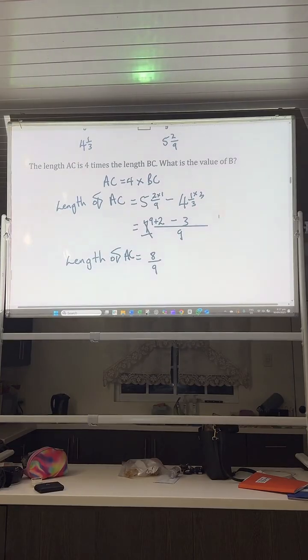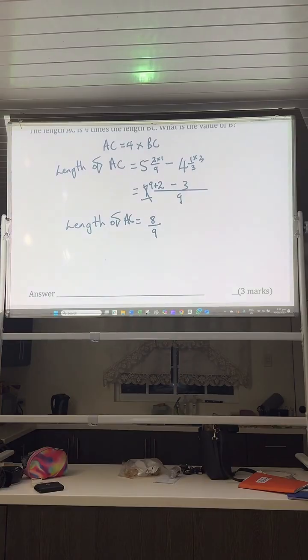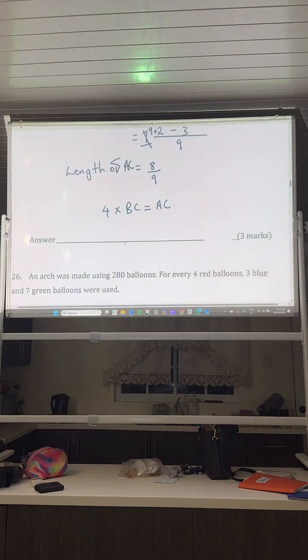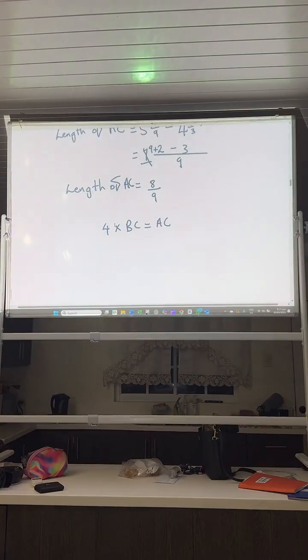The information we were given is that AC is 4 times the length of BC. So 4 times the length of BC is equal to AC. But did we just find AC to be 8 over 9? Is AC 8 over 9? Yes, it is. So 4 multiplied by BC would be equal to 8 over 9, because I just found AC to be 8 over 9.